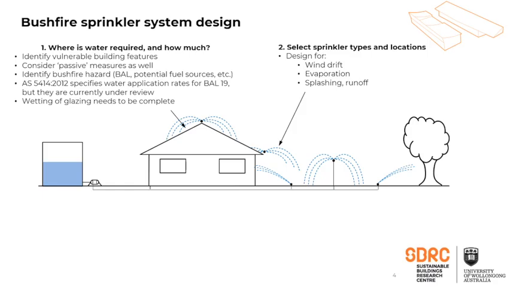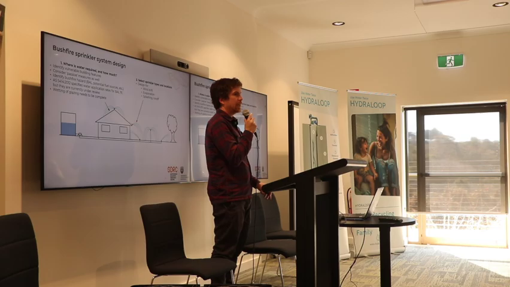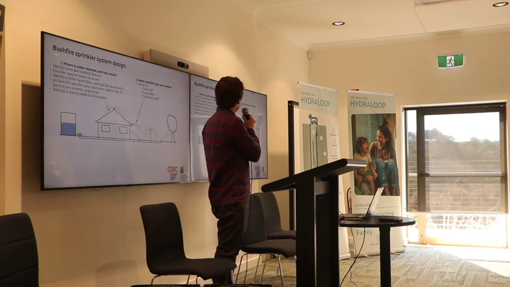So the next step is then to think about what types of sprinklers would you install and where would you put them to deliver that water requirement. And this is where considerations of wind drift, evaporation and splashing and runoff are really important. And it's important to consider that the conditions when you're testing the system are not going to match the conditions during a bushfire. So bushfires come with very hot, dry, strong winds. And we've got some modelling which shows just how large of an effect that can have.